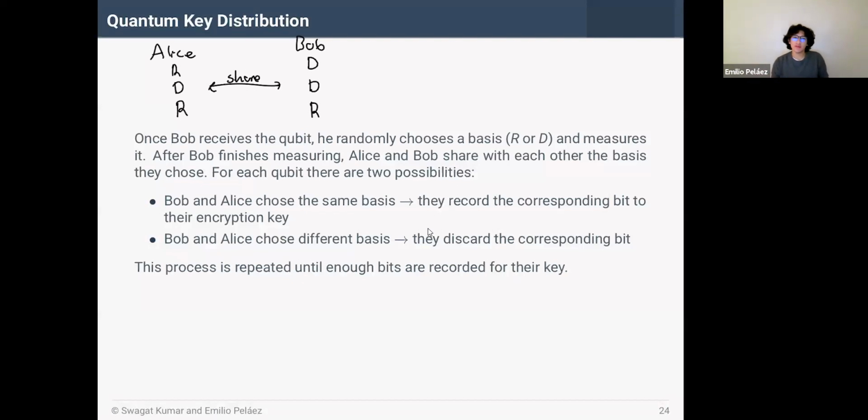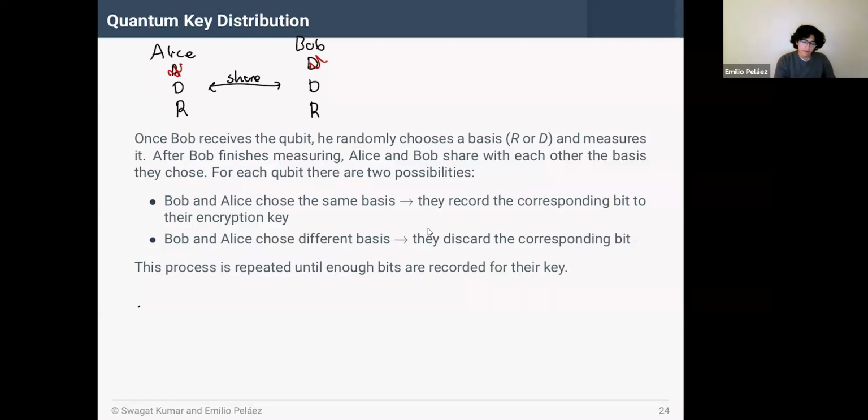So there are 2 possibilities. If Bob and Alice chose the same basis, they record the corresponding bit to the encryption key. But if Bob and Alice chose different bases, they discard the corresponding bit. So in this case, just the first basis they chose is different, so they're just going to discard that bit. So let's see why that happens.